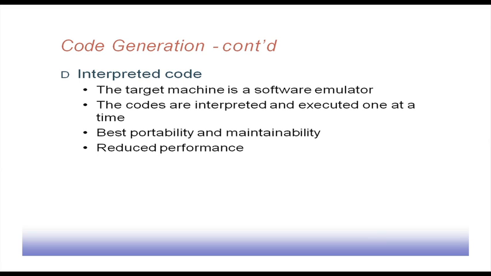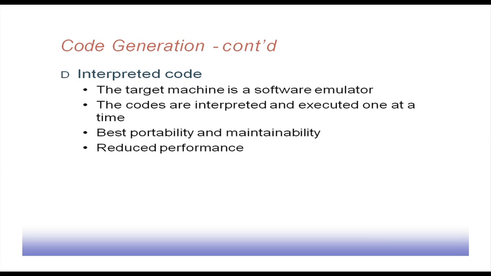Another possibility is to have interpreted code, like languages that have an interpreter. The target machine is a software emulator, so the codes are interpreted and executed one at a time. We know the AND gate, OR gate, NAND gate, NOR gate, etc. I can have the corresponding procedures written in the machine instructions of that target processor, so that it can emulate the behavior of individual logic gates and flip flops. That way it becomes a software emulator, and the codes are interpreted and executed one at a time.